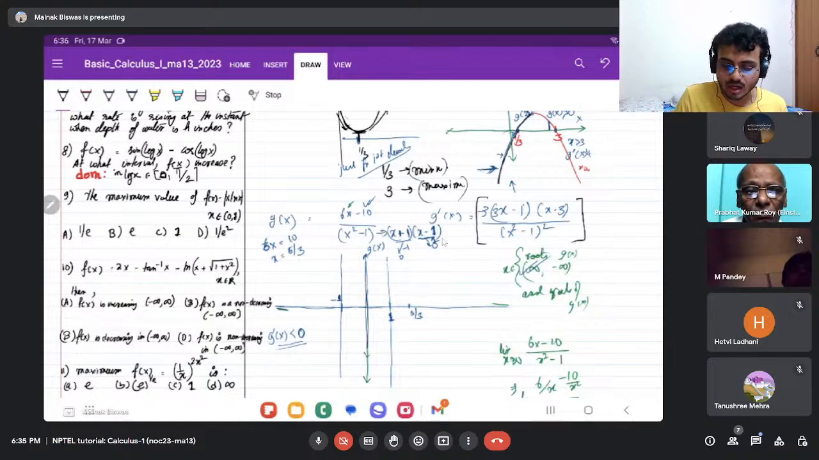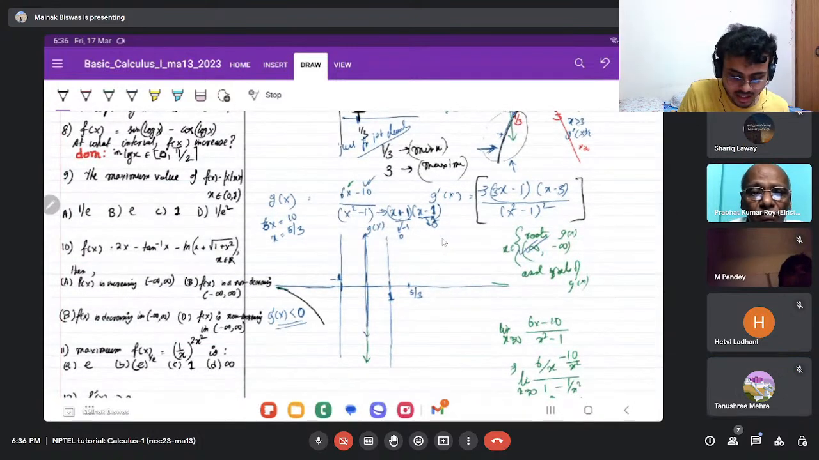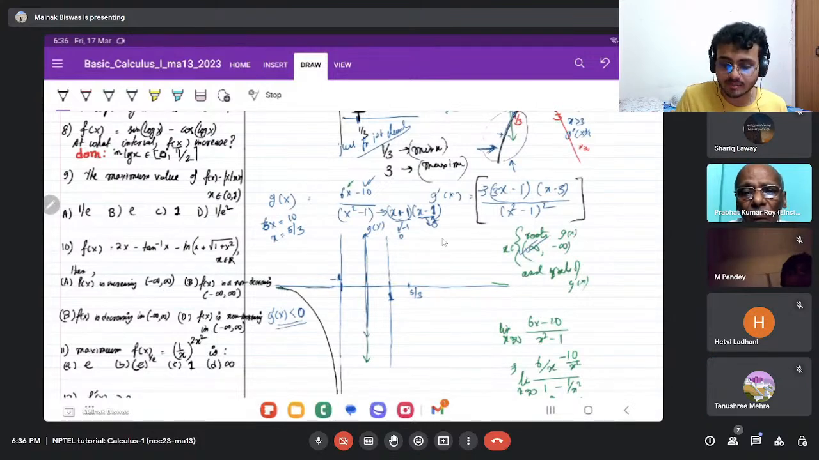But below 1 by 3 the derivative is negative, right? The derivative being negative means it's a decreasing function. Agreed? Yes, sir. So if it's a decreasing function, from 0 it will go, and at minus 1 it's minus infinity. Do you agree to that? So it will keep on decreasing till minus infinity. Agreed? Yes. Similarly, it is also decreasing up to 1 by 3.